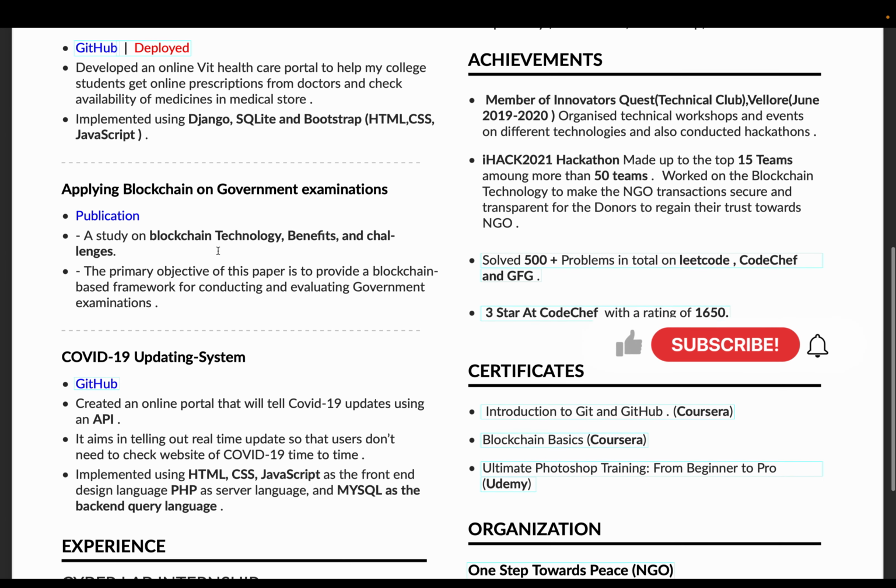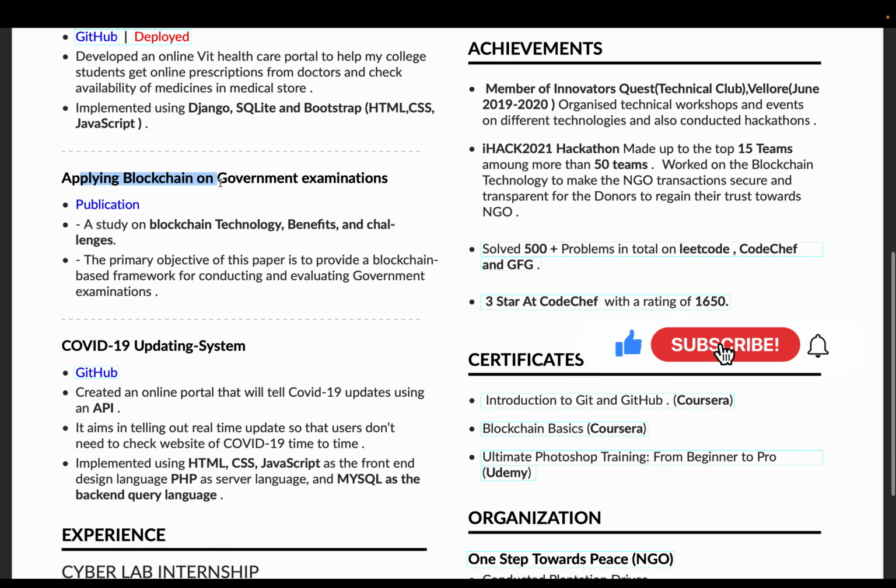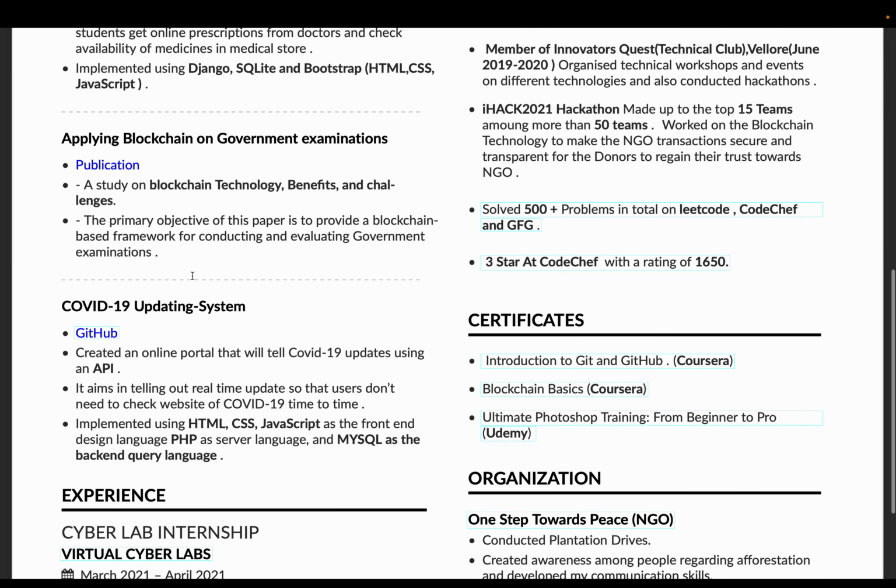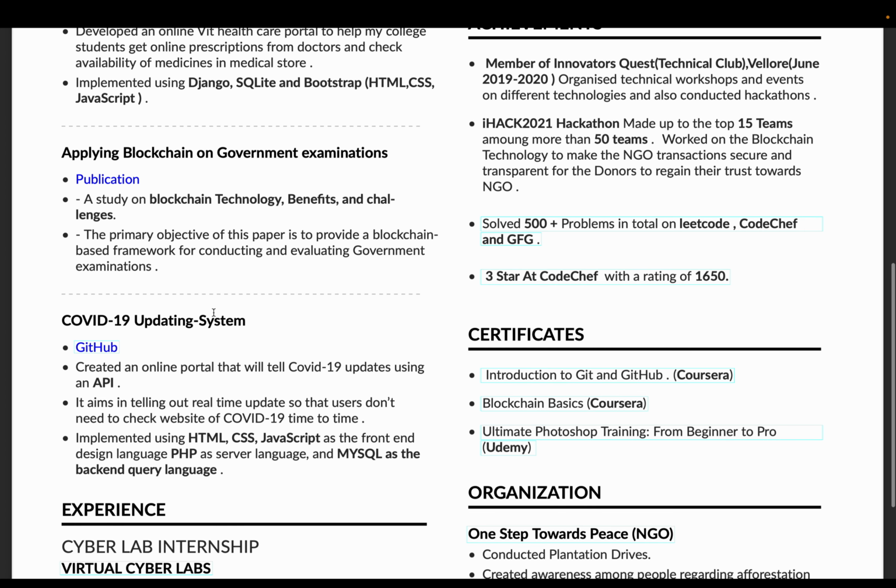Next, my project was about blockchain. This was a research paper publication, so I have mentioned it at the second position, and the last one is the COVID-19 updating system. This was another project. So I have mentioned these 3 projects in my resume. You can mention 3 to maximum 4 projects, but do not exceed more than 4. At max 4 or minimum 3.